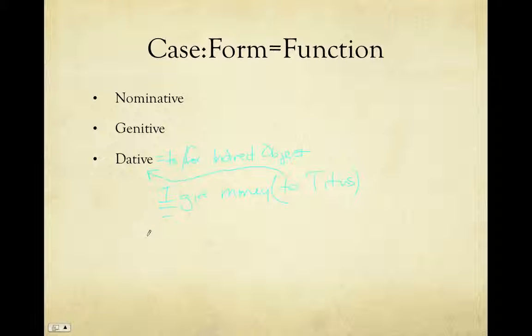Or tell us a story. Another way we could say this is tell a story to us. So here's a command, story, to us. Tell us a story. Us would be in the dative case because we're the indirect object.